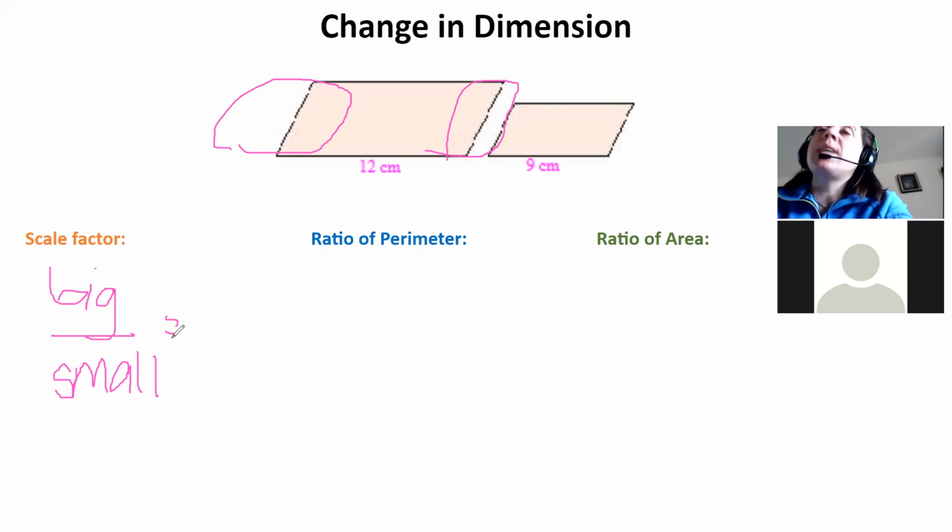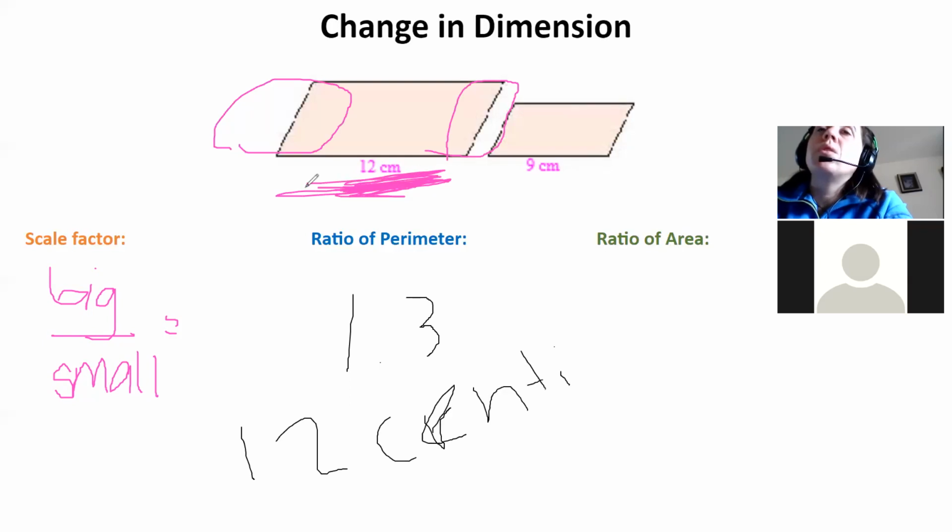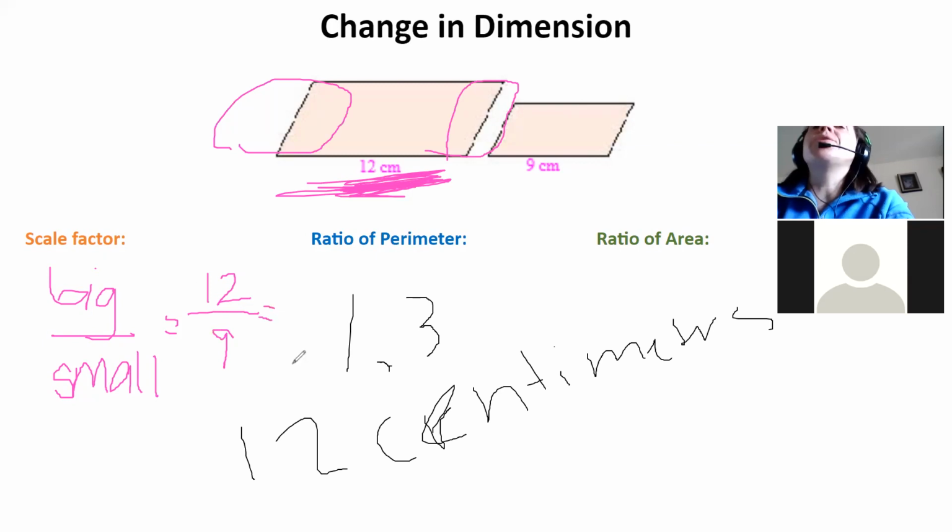What do you guys think? What does it tell me the length of the long side of the parallelogram is? What does it say, guys? 12 centimeters. Yeah, it says 12, right? So the length of the big side is 12. The length of the small side is 9. So what does that reduce down to? What is 12 over 9 reduce down to?